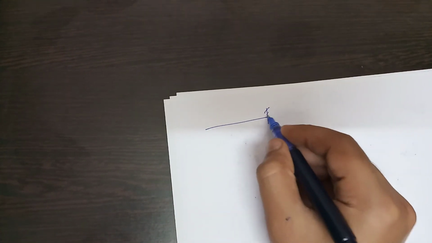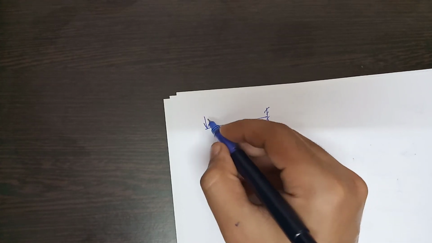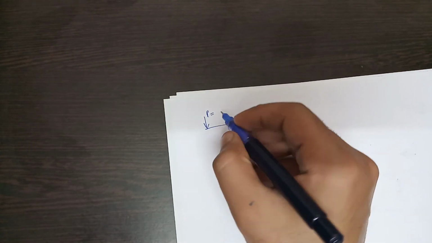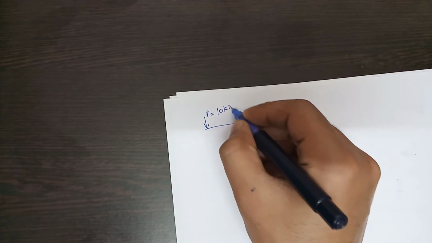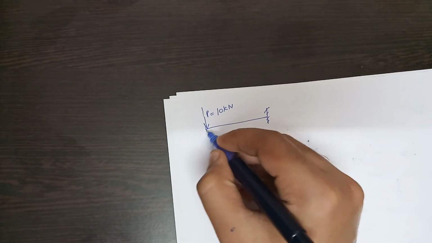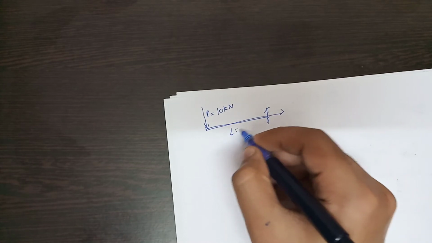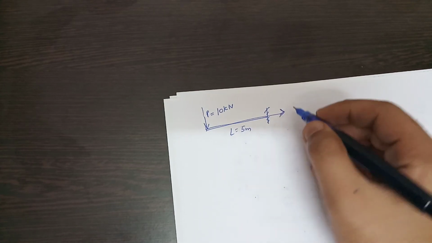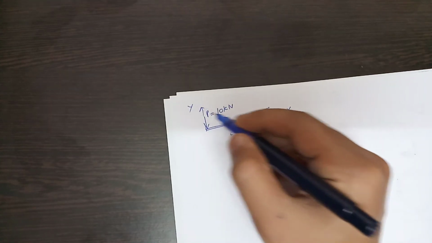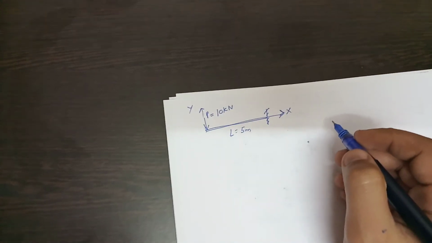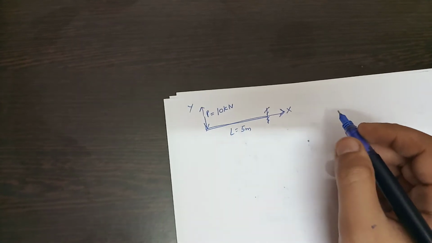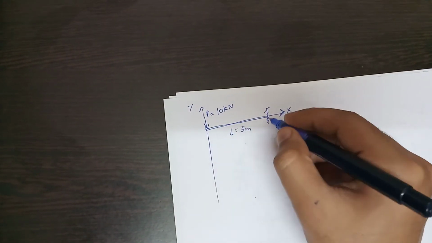Now let us take a simple example of a cantilever first, then we'll move on to some other examples, increasing the level of the question. Suppose this is a cantilever and it is being acted on by a force that is 10 kilonewton in magnitude. The length of the beam is 5 meter. Your first step should be making the coordinate axis x and y. Now we need to create the shear force diagram and bending moment diagram for this.